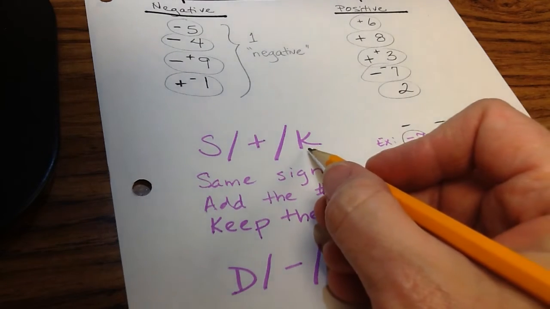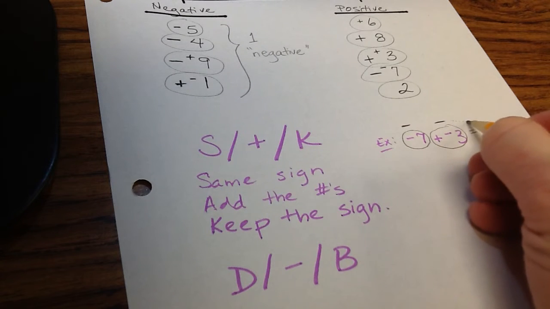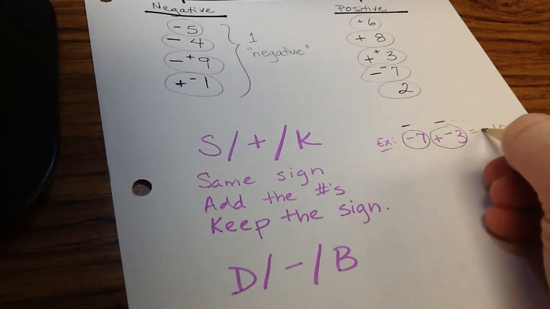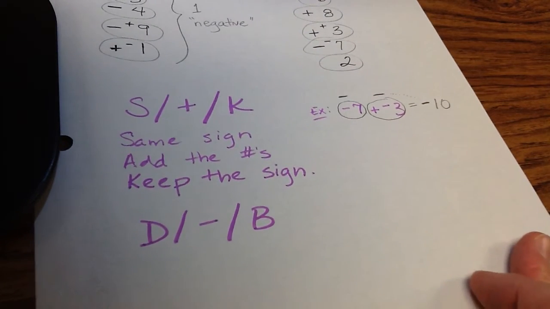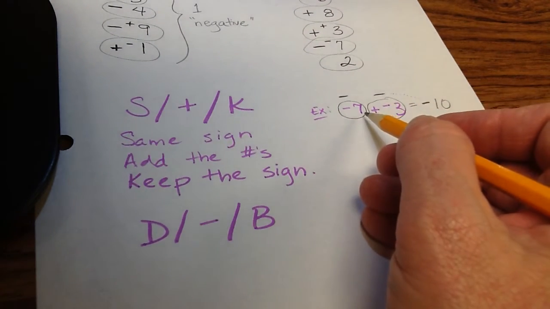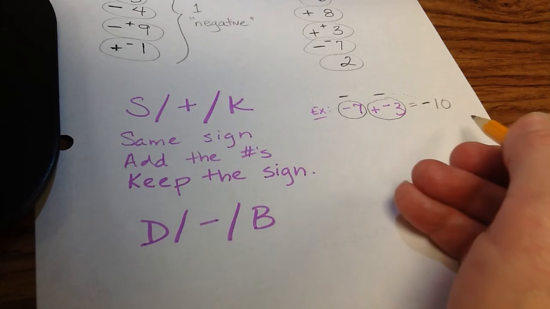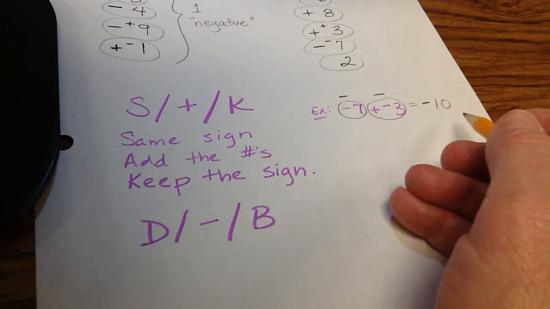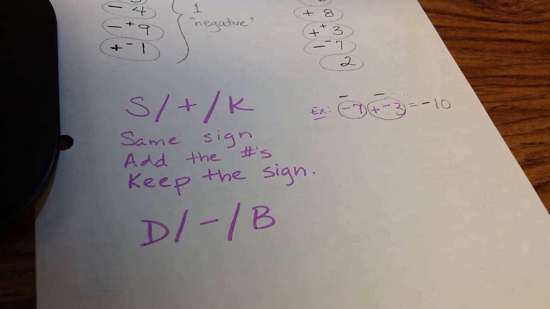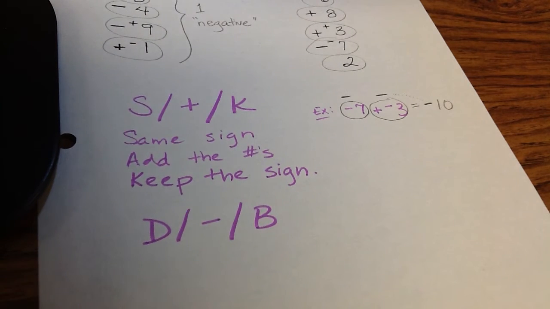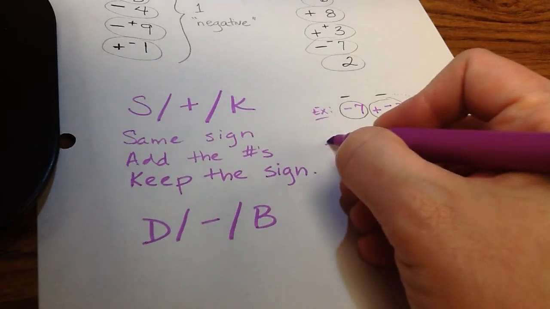But you're going to keep the sign. So we do a little sign trail and we bring it down. So the answer to -7 plus -3 is -10. It's like you owe $7 to me, you owe your mom $3, you owe $10. Okay? Same goes if it was this example.